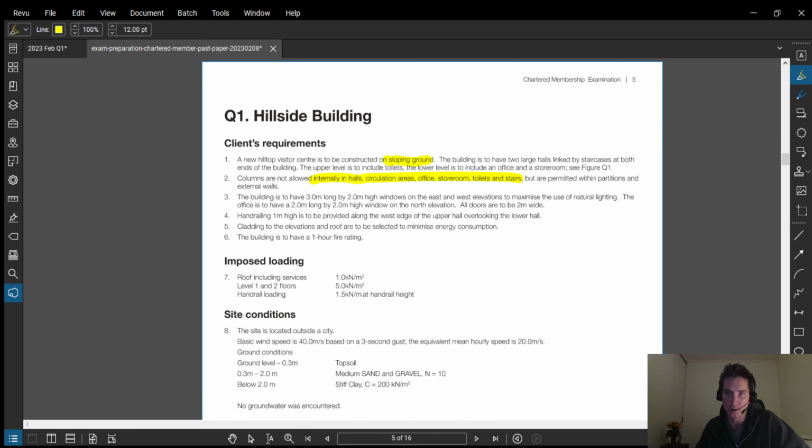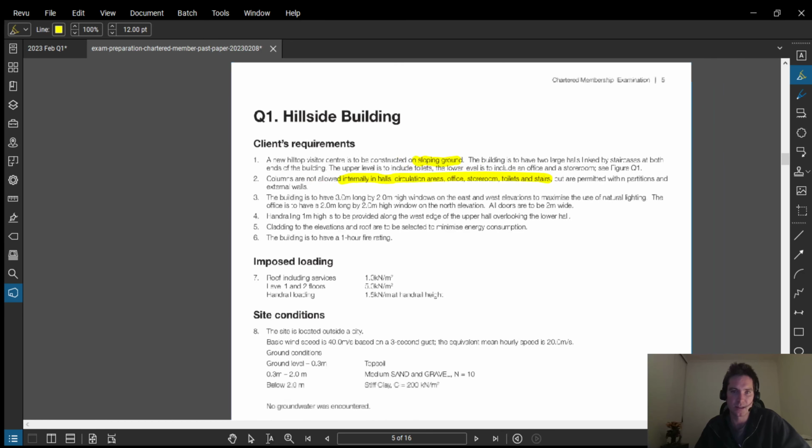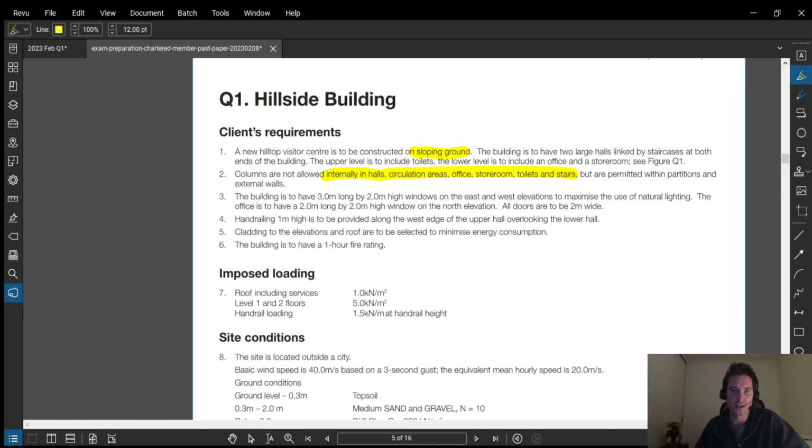And then they talk about where some windows are going to go, and they might not state it, but it should be pretty explicit that we don't put a column or any bracing straight through windows and doors. They've got a 1 meter high hand railing that goes through the west edge of the upper hall. We'll have a look at the architectural drawings in a second, but that's more or less through the middle.